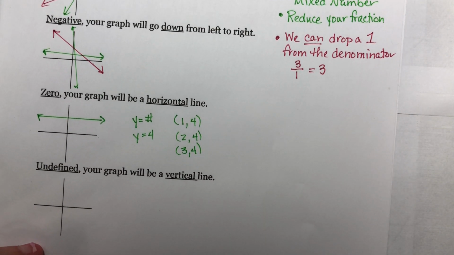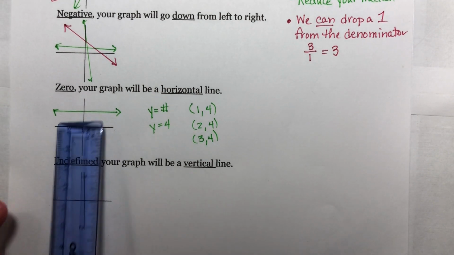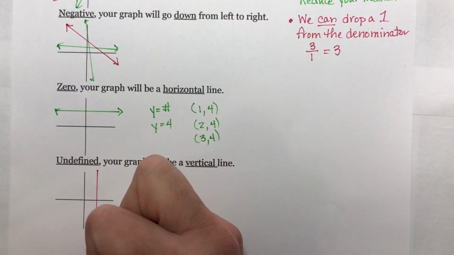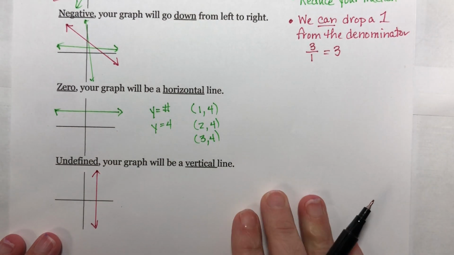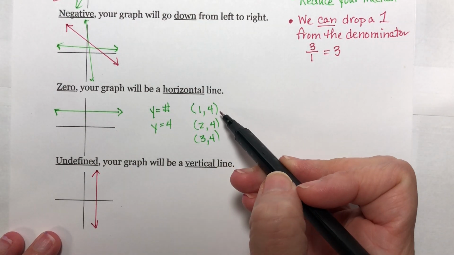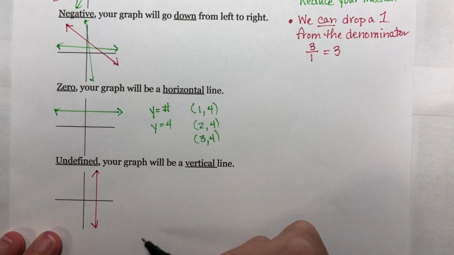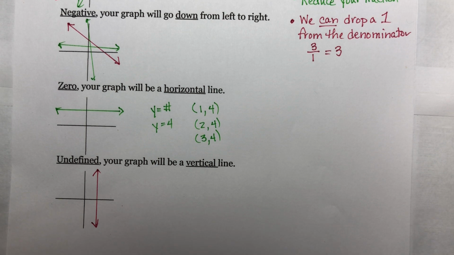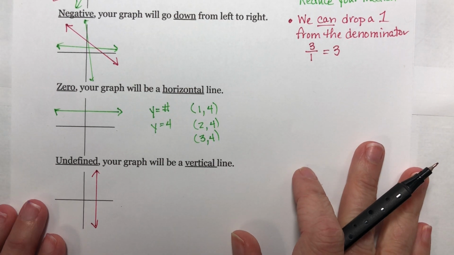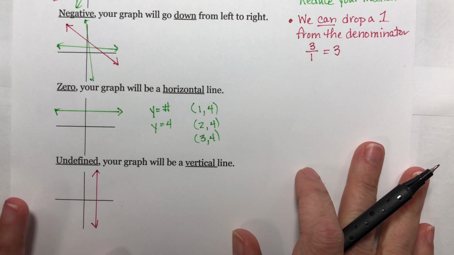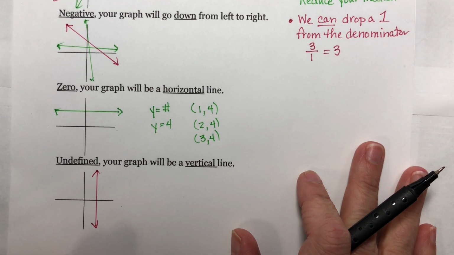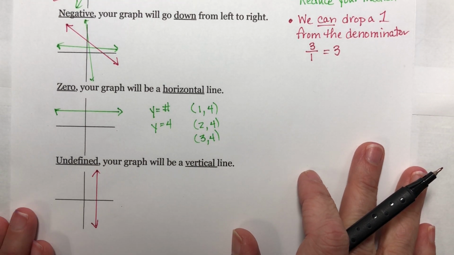Similar thing happens with undefined. If you end up with a 0 in the denominator, then you have a vertical line. Okay, and the same type of thing is happening here as here. It's just, in this case, all of your x's are the same instead of all your y's being the same. You will be able eventually to look at an equation and tell the slope immediately. And if you keep just this part in mind, you'll catch a lot of mistakes.